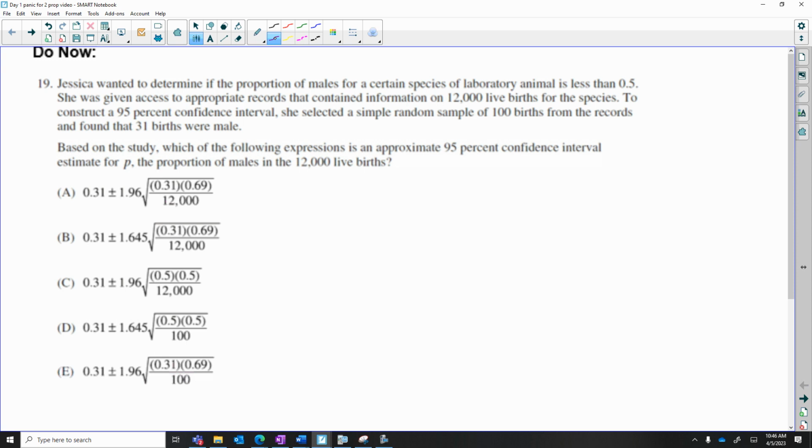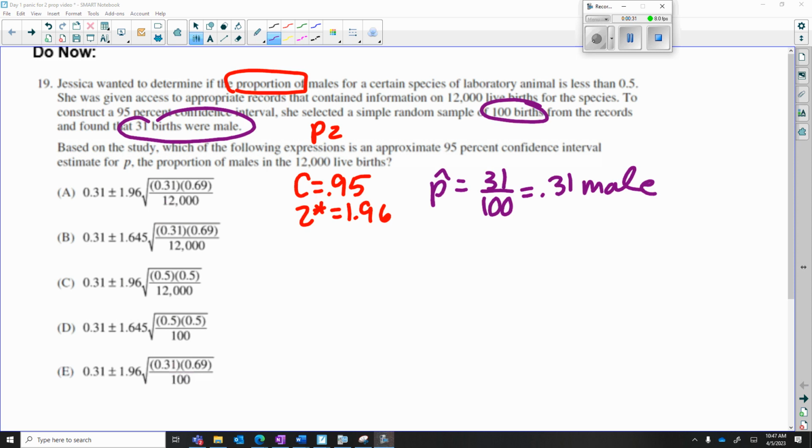I want you to read it, and then we're going to go over it, and then we're going to branch into two proportions. So read it over and pick your answer. Okay, I'm hoping you saw that this was a proportion question and you said pizza, proportions, we always use Z. You know you're doing a 95% interval, so that's the confidence level, and you need to look up the Z star for 95%, which is 1.96.